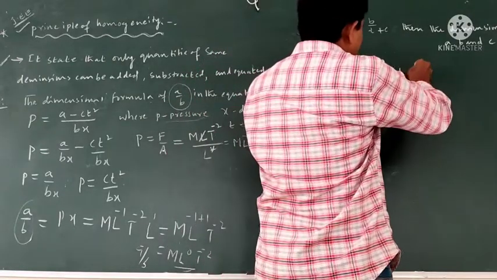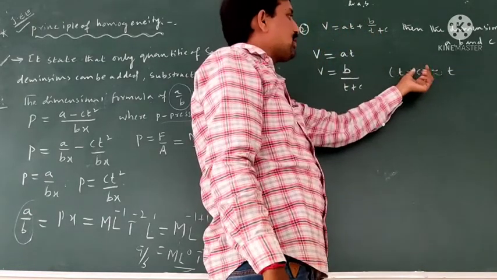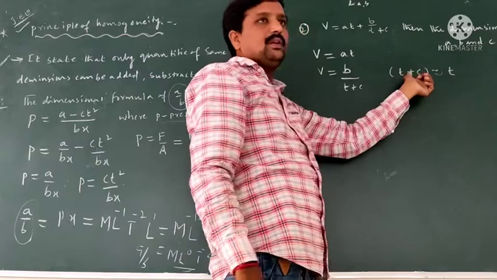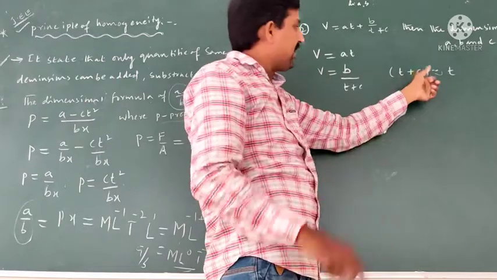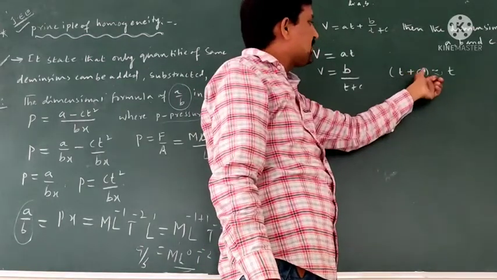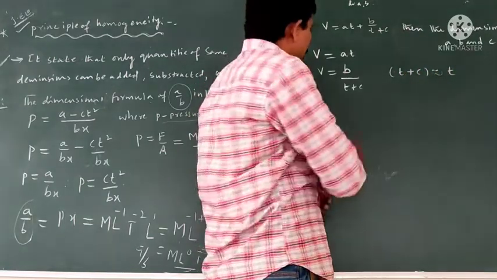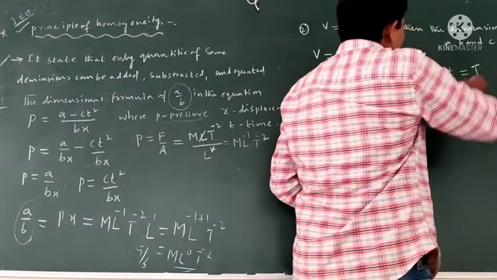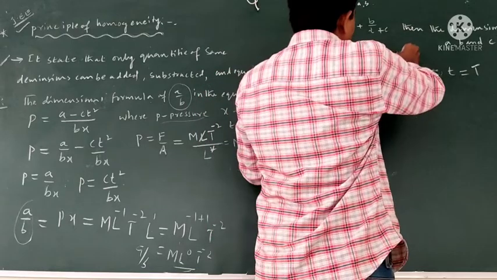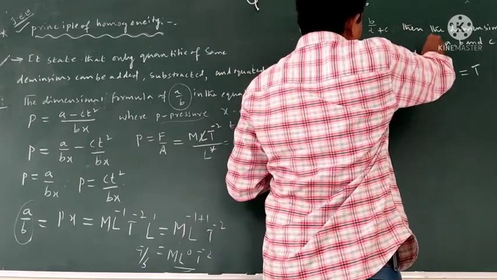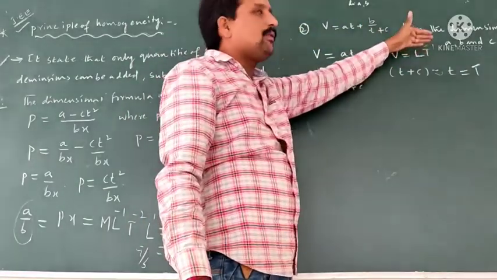Here T plus C should be equal to time T. So T plus C, the constant C also equals time. The same dimension quantities can be added or subtracted or equated. Here we are adding, T plus C means the C value also should be equal to time, so the dimension formula of C is capital T. Now V means velocity. Velocity dimension formula is L T power minus 1. We know that velocity is equal to displacement by time, L by T, L T power minus 1.